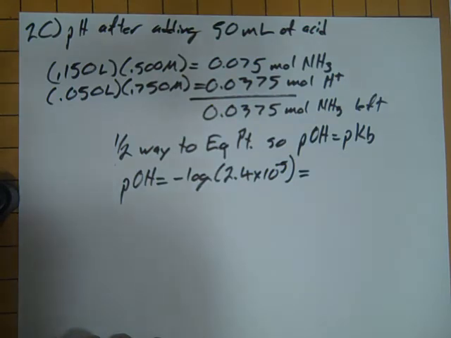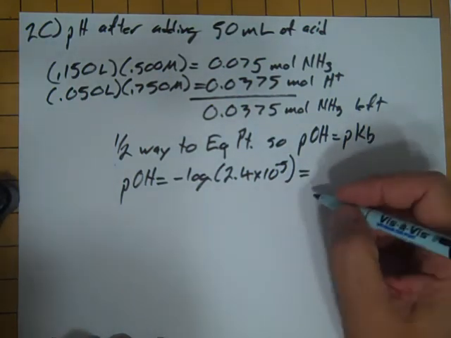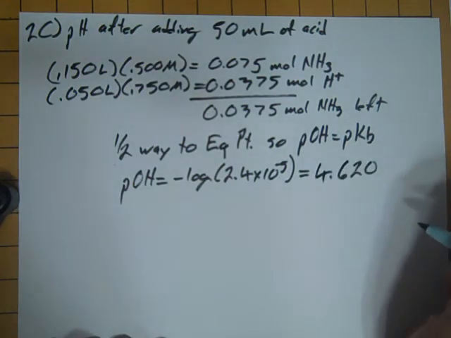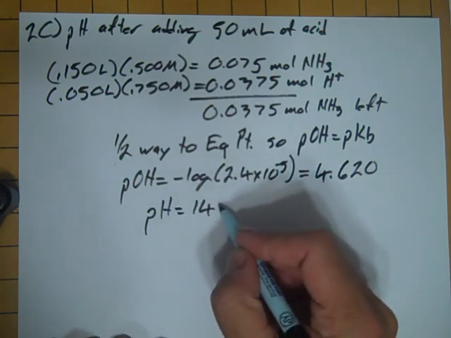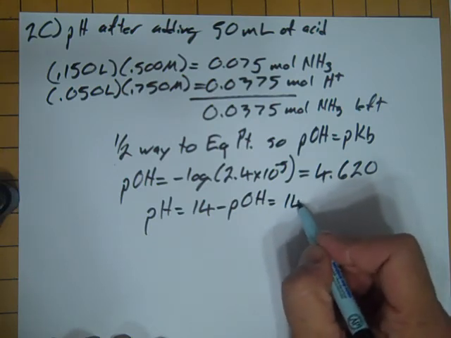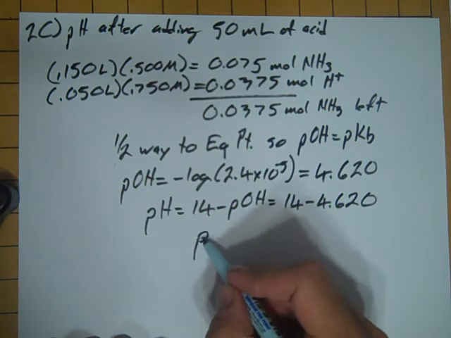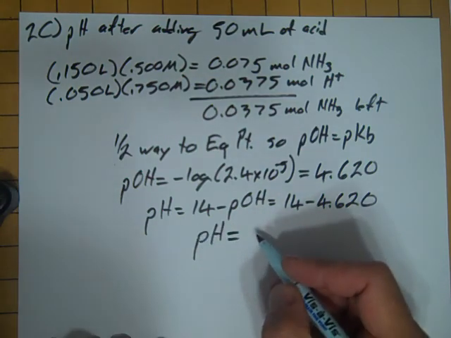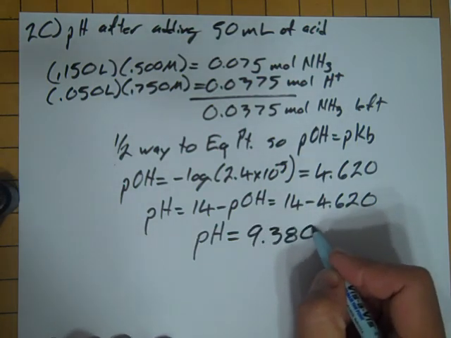Which gives us a pOH of 4.620. pH equals 14 minus pOH, which is 14 minus 4.620. So pH, when I've added 50 milliliters, is going to equal 9.380.